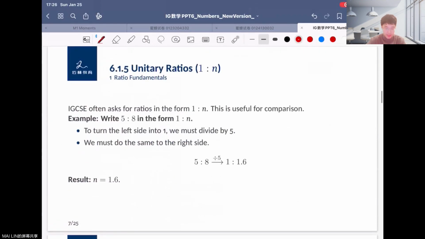And also you can write the ratio like this way, like 1 versus n.